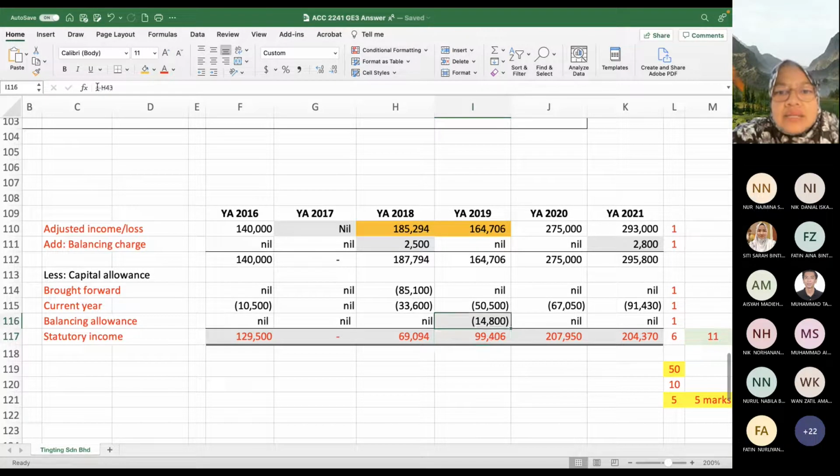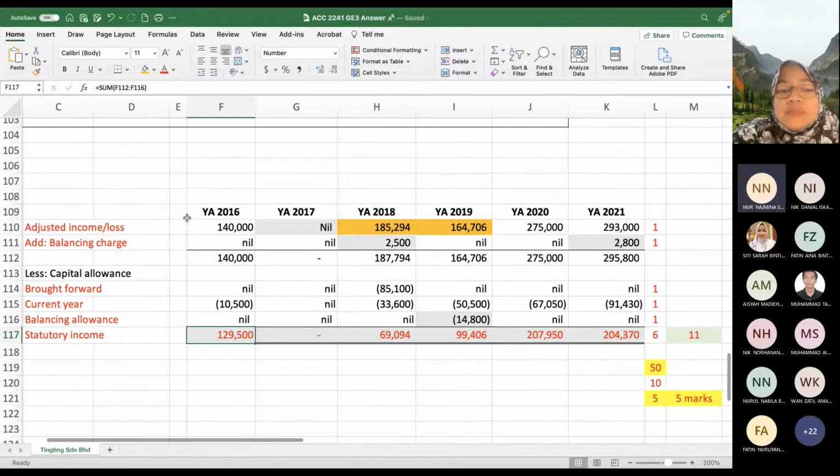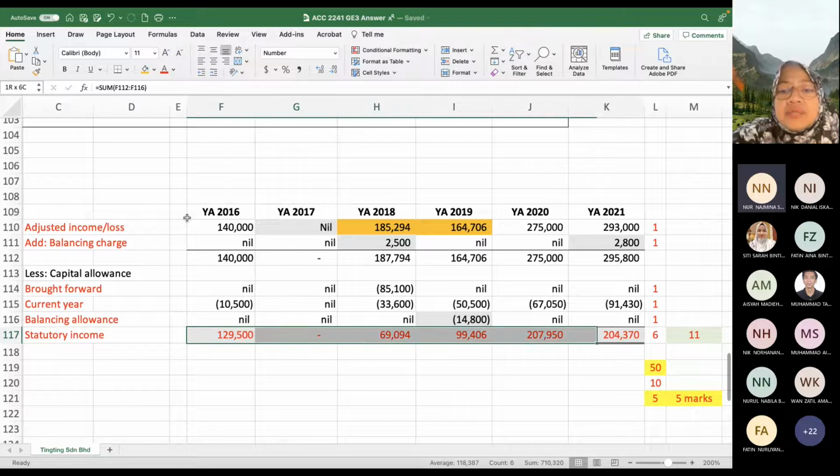Right? 14,800. I give a tick on the term here, but I have to make sure that you actually claim in the right year, even though the figure may be wrong, because it's your own figure. So as long as you showed me that you claim balancing allowance in 2019, I give you a tick. All right, and then of course, because the computation requires statutory income, the amount of statutory income must be correct. For the first year, no problem because most of you got it right.